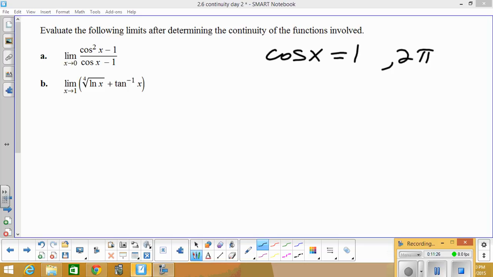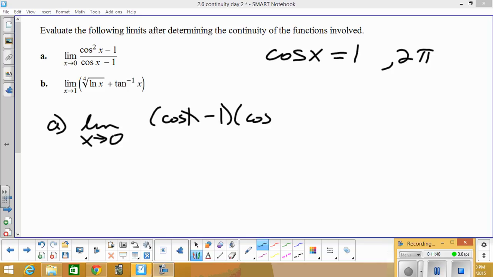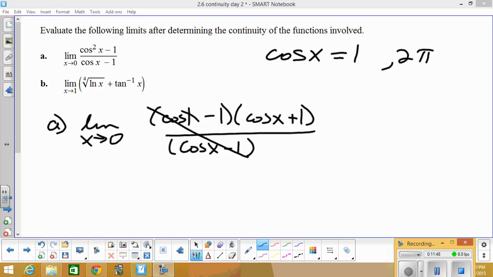We can go ahead, though, if we notice A factors, so we can do our factoring of the top. It's a difference of 2 squares. So we have cosine x minus 1 and cosine x plus 1 over cosine x minus 1. These reduce. And at this point, I have no issue where I can do direct substitution. So I have cosine of 0 plus 1, and cosine of 0 is 1. 1 plus 1 is 2. So it does have a limit, and we can find it as long as we talked about determining continuity of the function first.